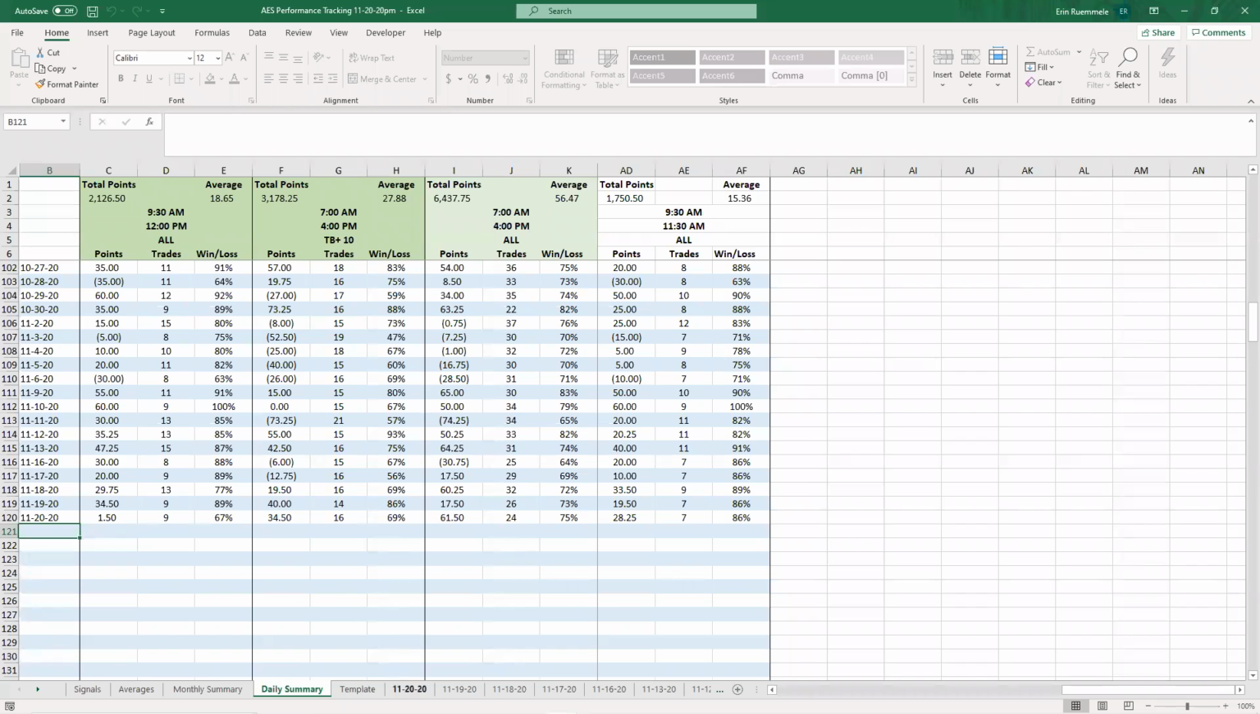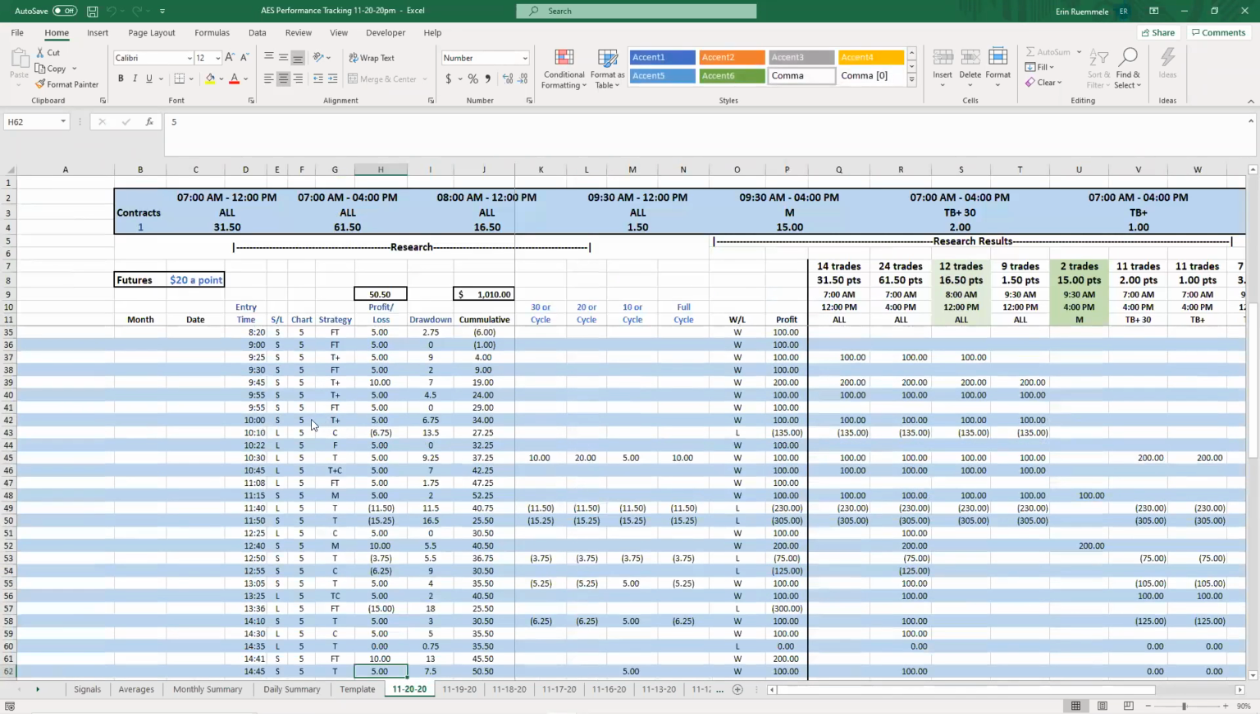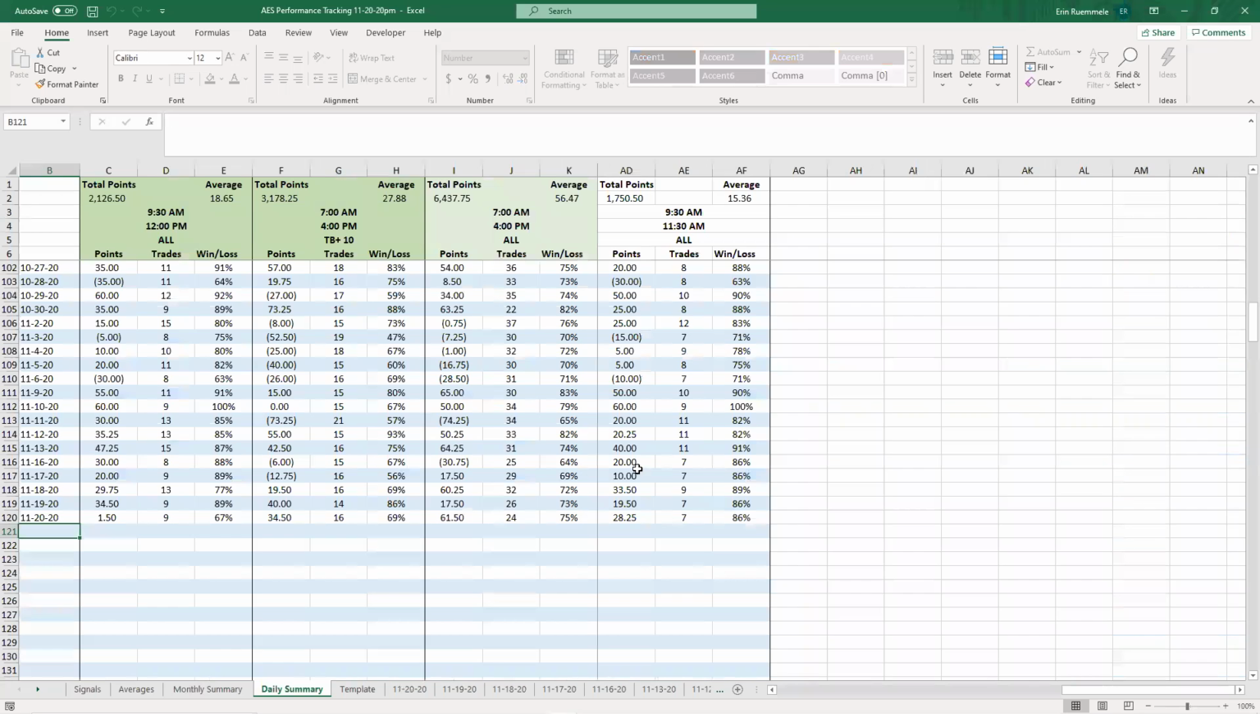Because this morning, even before 9:30, when I started calling out signals in the live trading room around 9 o'clock, you can just see we had these back-to-back trades. There's fractals in there too. That's not included in that 9:30 to 11:30. So that's actually showing you a little bit of a smaller number than what it could possibly be.